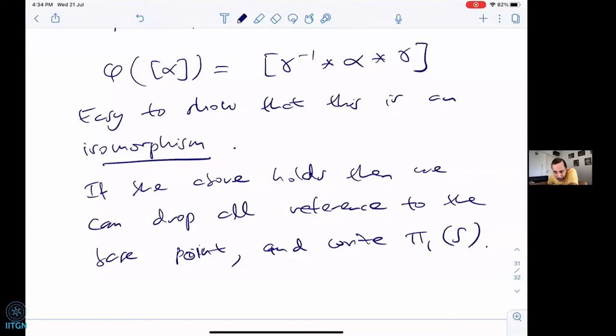Beta inverse alpha inverse is also defined. Yes, that is true. Beta inverse alpha inverse is indeed defined and is the inverse of alpha star beta. And it has to be defined because every path has an inverse.